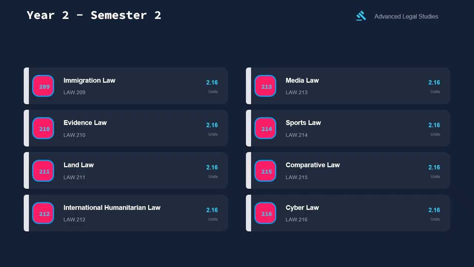Real-life example: in Yahoo Incorporated v. La Ligue contre le racisme, 2006, French courts ordered Yahoo to block Nazi memorabilia access in France, illustrating cross-border enforcement challenges. Practical application: lawyers advise on compliance across jurisdictions. Students analyze jurisdictional conflicts.